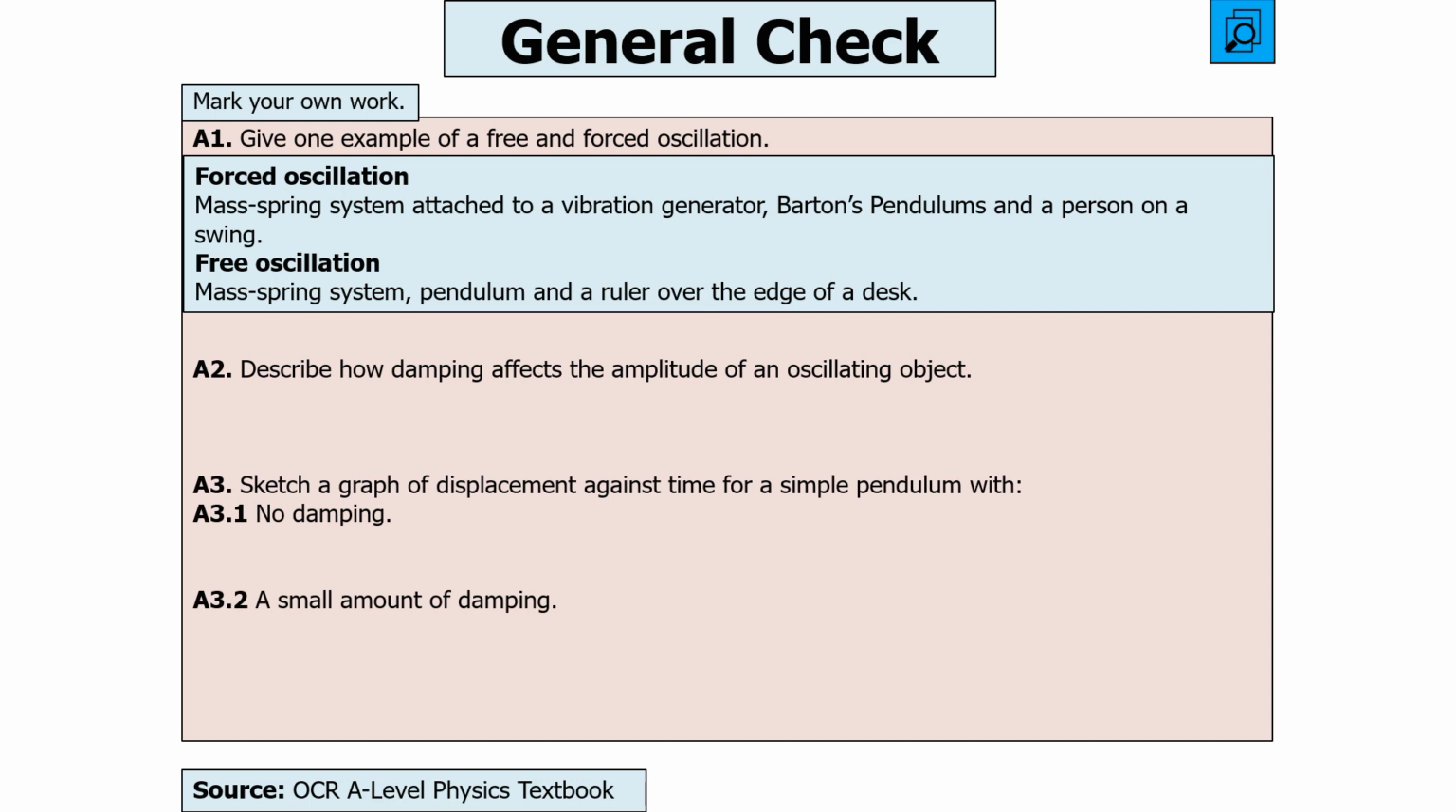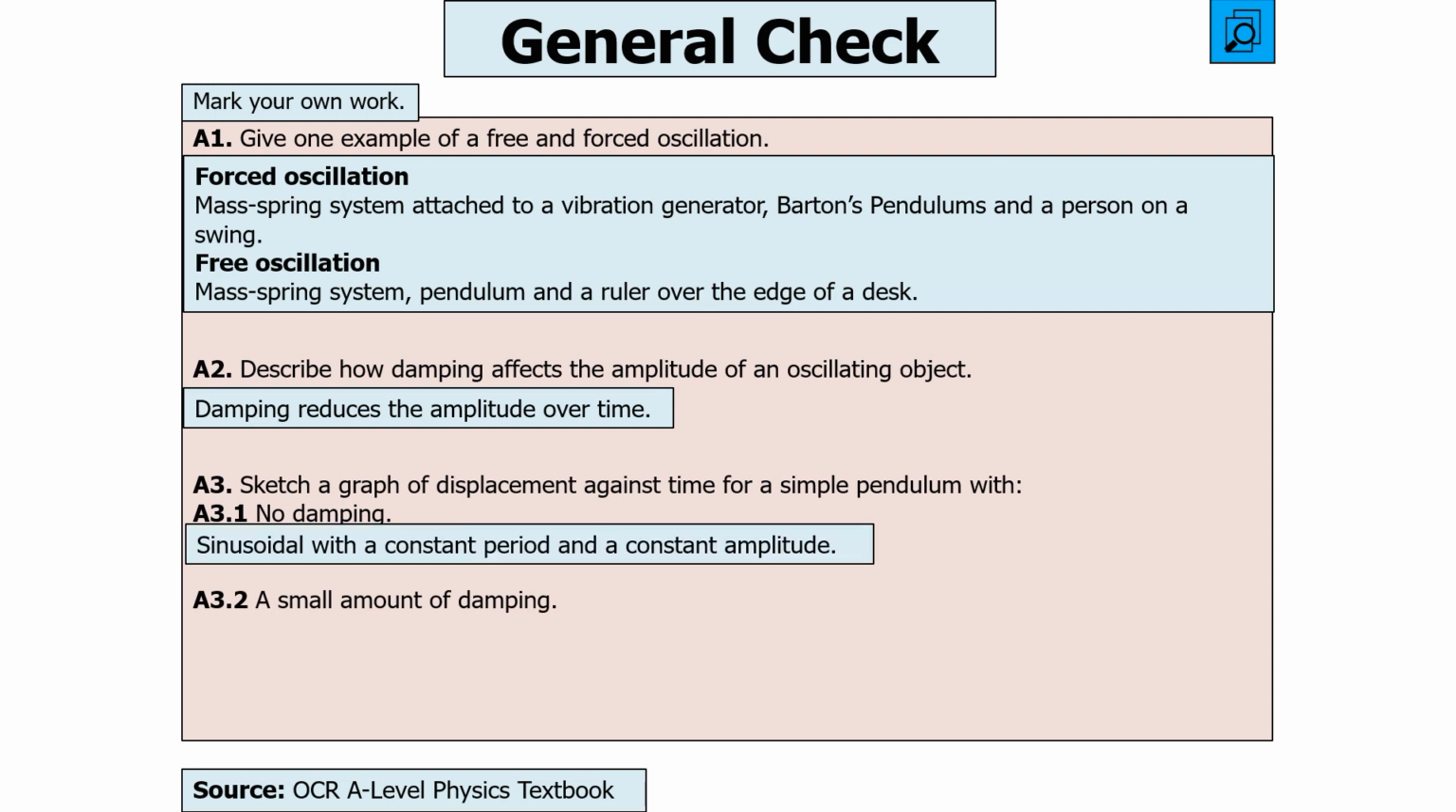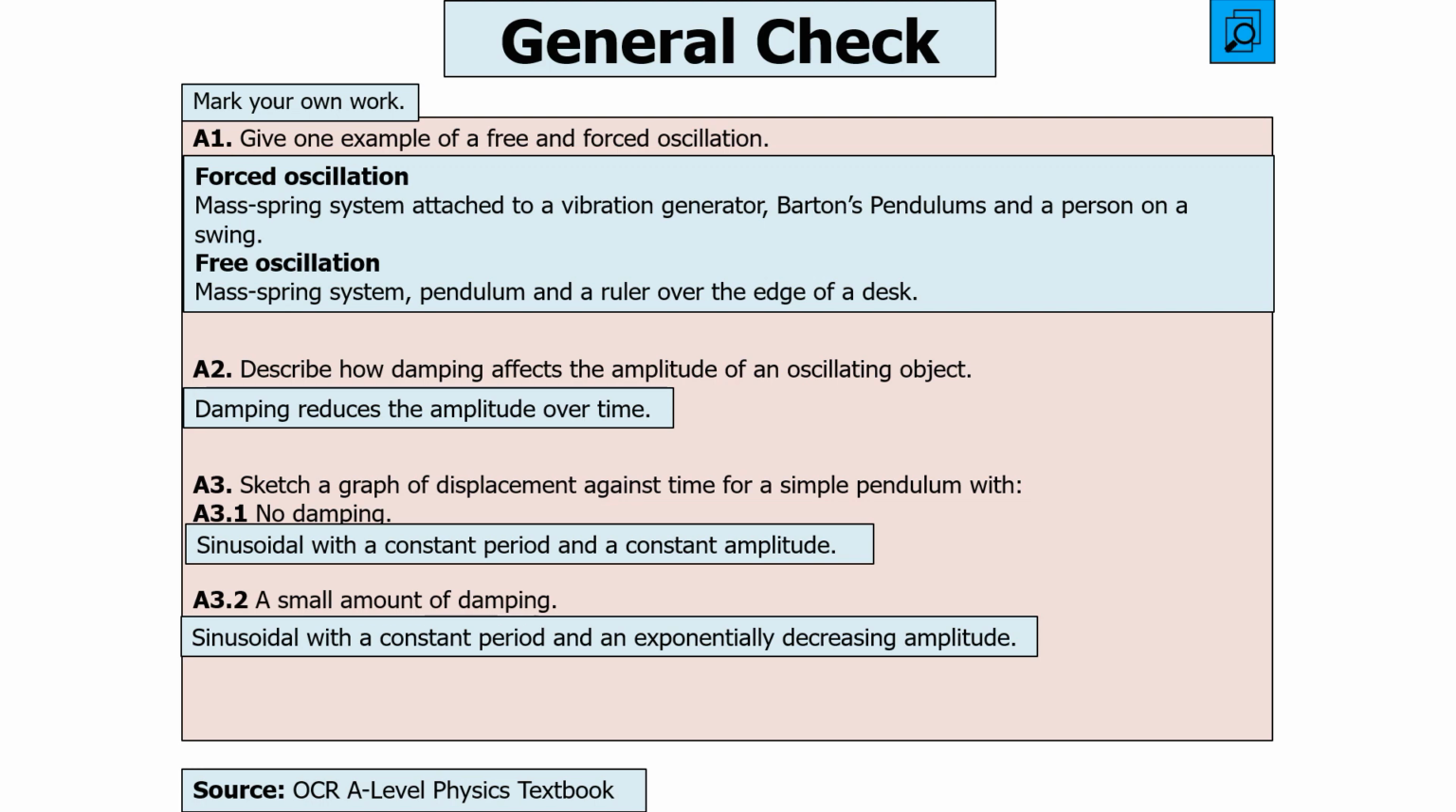Now damping is important because damping will reduce the amplitude over time, because energy is dissipated out of the system and amplitude is an expression of the energy in the system. If there was no damping, we'd see a sinusoidal pattern, a sine curve with a constant time period and a constant amplitude. If you've got a small amount of damping, or light damping, whilst the amplitude will decrease exponentially for your sine graph, the actual time period remains constant throughout.